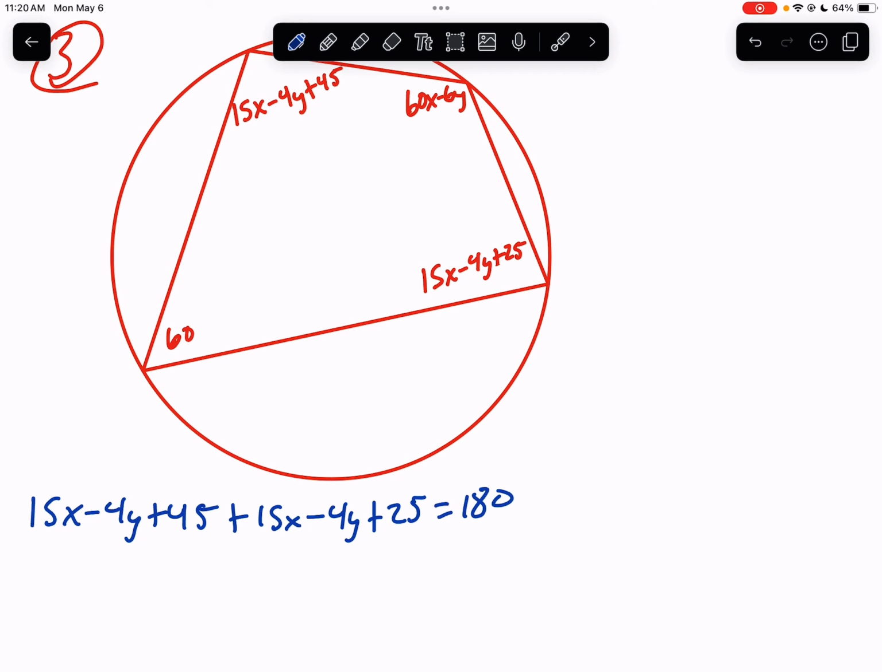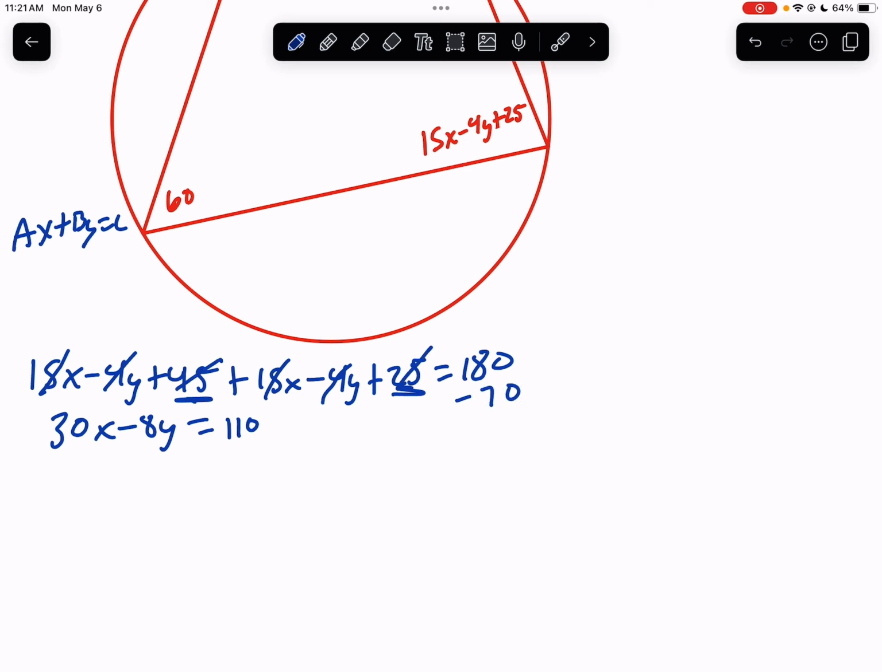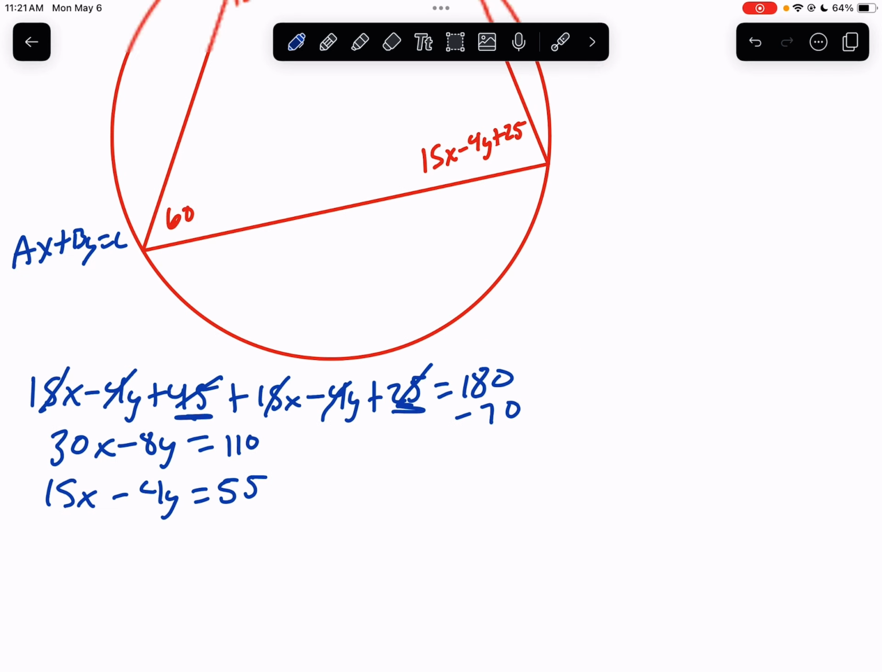to 180. Combine like terms, and I want the format to be something x, something y equals a constant. So that would be 30x, that'd be -8y, so I took care of all that. 45 plus 25 is 70. Move the 70 over, that's going to be 110. So I subtracted 70 over here to cancel out those two numbers. Okay, well, I can divide all those by 2. That's going to be 15x minus 4y equals 55. So there's equation number 1.